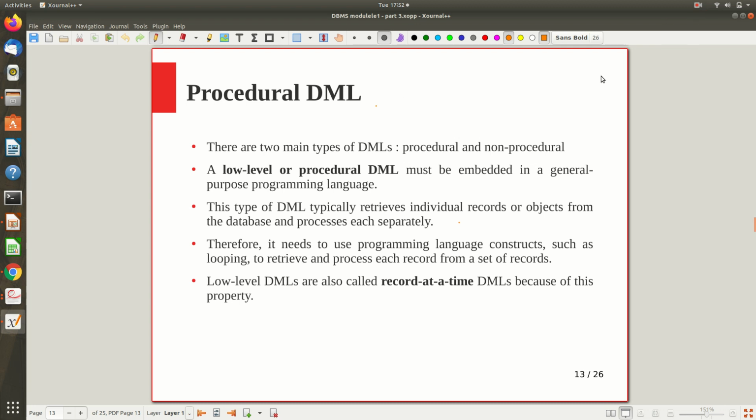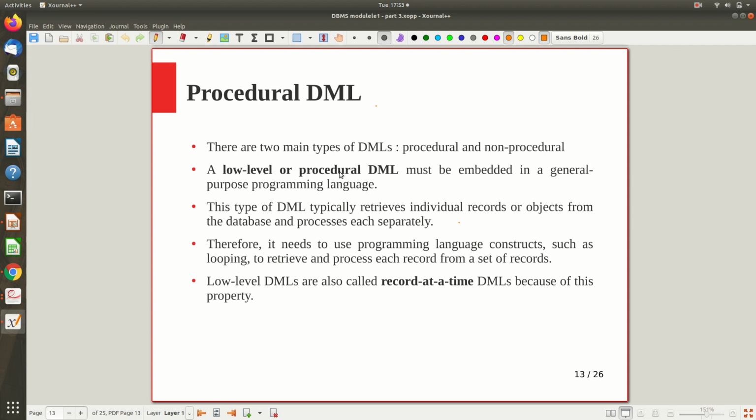Yes, the non-procedural and procedural data manipulation language. There are two main types of DML, procedural and non-procedural. So what is procedural? Let me just tell you what they mean by these things. As the name says, procedural DML means low level, where the procedure is to be mentioned in detail. If you want to retrieve some subset of information and you want to check, for example, let me tell you.